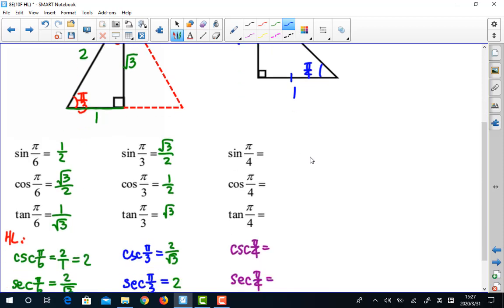Using SOHCAHTOA, I can find sine pi over 4. It's 1 over root 2. Cosine pi over 4, 1 over root 2. Tangent pi over 4, 1 over 1, which is equal to 1.